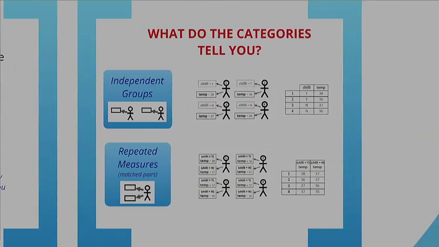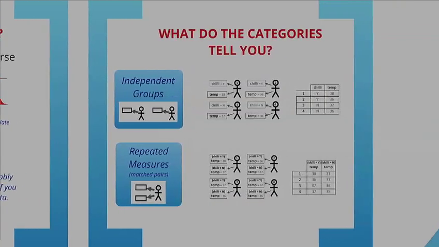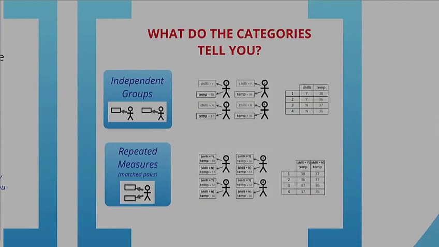And then finally, what do the categories tell you about how your data's set up? So that one was about the numerical variables that were involved. This one's about the categorical variables that are involved. I only actually care about the explanatory variables, the ones that are supposedly influencing the outcome.